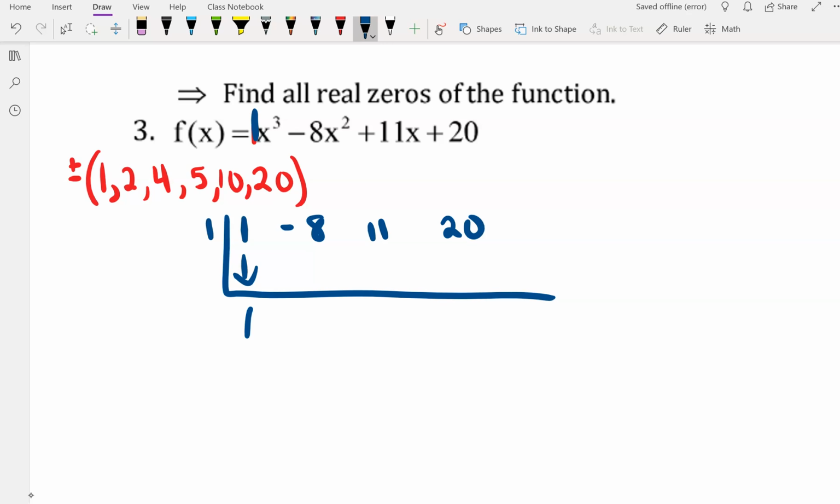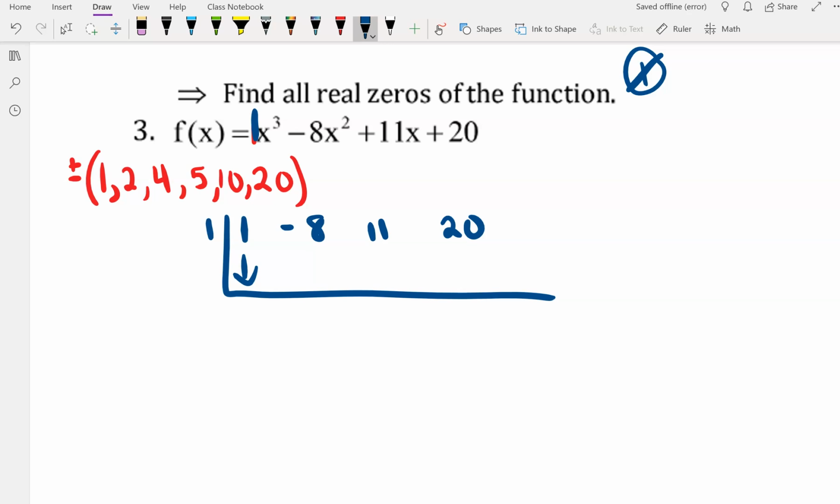So bring the 1 down. 1 times 1 is 1. 1 minus 8 is negative 7. Negative 7 times 1 is negative 7. Plus 11 is positive 4, sorry. Times 1 is 4. Add straight down, I get 24, which is not what I want. I want a remainder of 0, which tells me 1 is not one of my solutions.